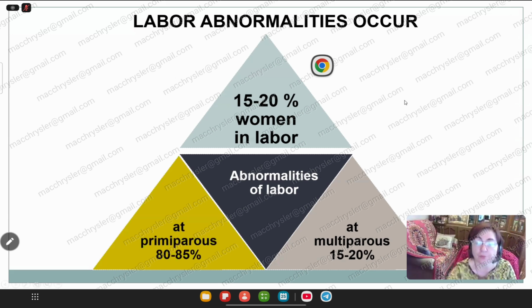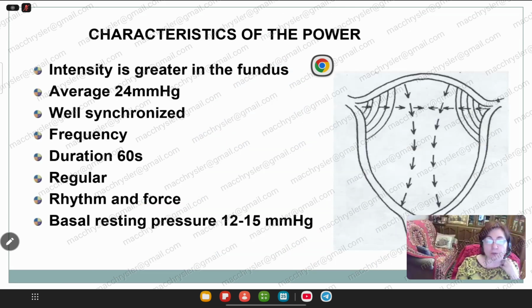20% of women have abnormal labor. But if we look at who is more common, it is the primiparous woman, the majority of them, 80%. Multiparous women are not so common. And the characteristic of power is important. Analyze it when we check contractions and deviations.